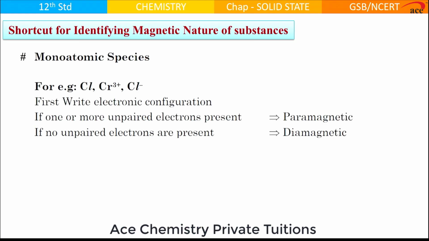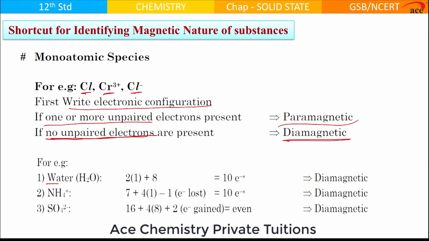Now, if you are dealing with monoatomic species made up of only one atom, they can be an atom or an ion, then write the electronic configuration. While writing the electronic configuration, if they have one or more unpaired electrons, then they are paramagnetic. If they have no unpaired electron, then they are diamagnetic. We don't have any exception case in this case.